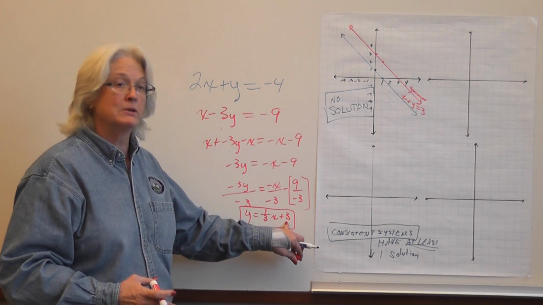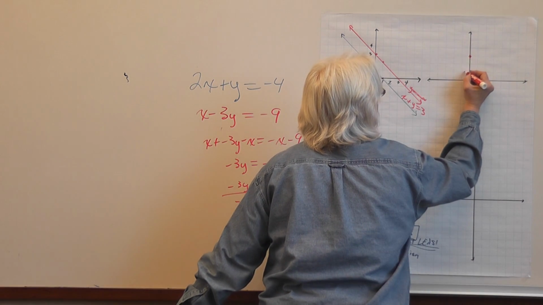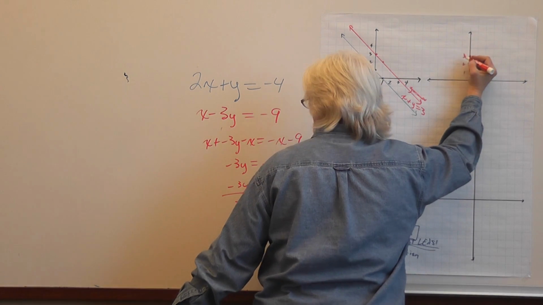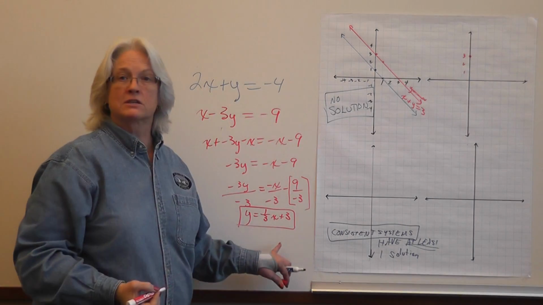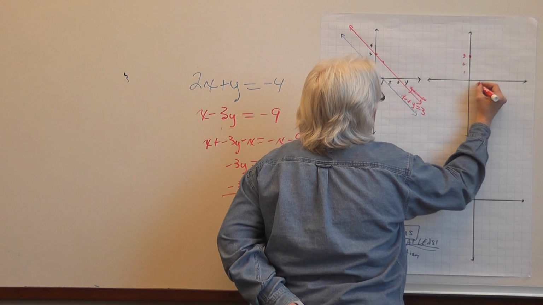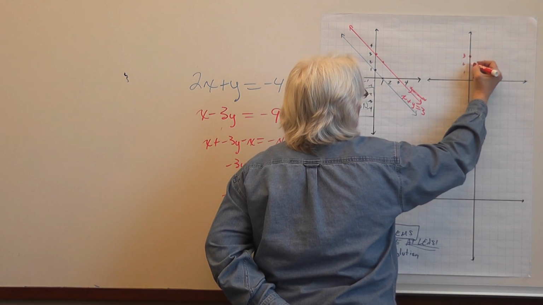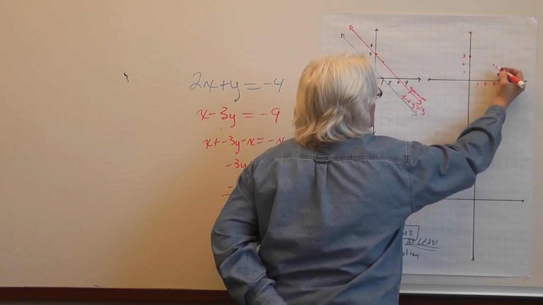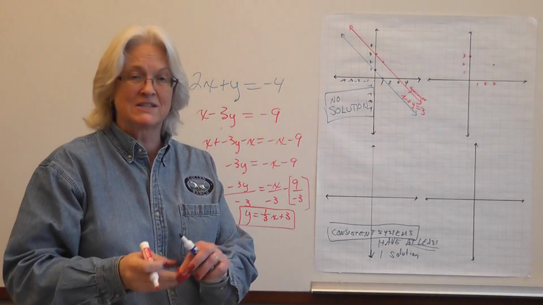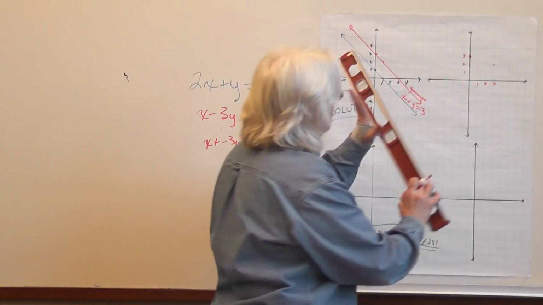The y-intercept is a point where y is equal to 3. 1, 2, 3. We have a slope of 1/3. It's a gentle slope. 1, 2, 3. From here we're going to go down 1 and over 3 to give us our second point on the line. Let's go ahead and connect these.